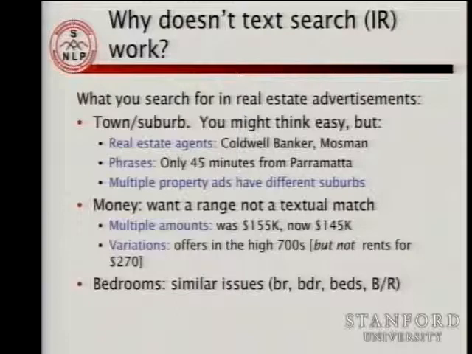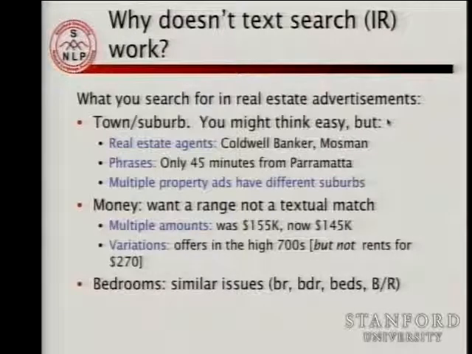Now, the one that works best for text search is searching for a location. But it turns out that even a location doesn't work very well, for all sorts of reasons. First of all, there is normally a lot of misleading stuff in the listings. Real estate agents want to promote themselves, so they put in information about themselves, including where their office is. So it'll say something like Coldwell Banker Mossman, which isn't where the house is, it's where their office is. People use creative phrases like "only 45 minutes from Parramatta," which doesn't mean it's in Parramatta. They might mention multiple properties in a single ad.